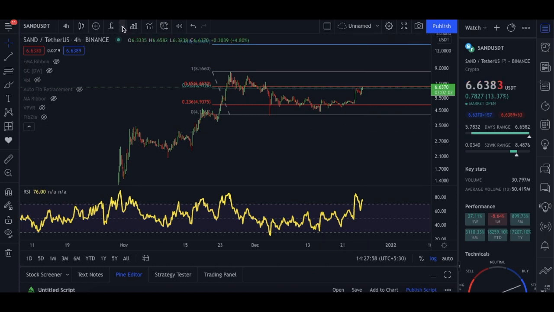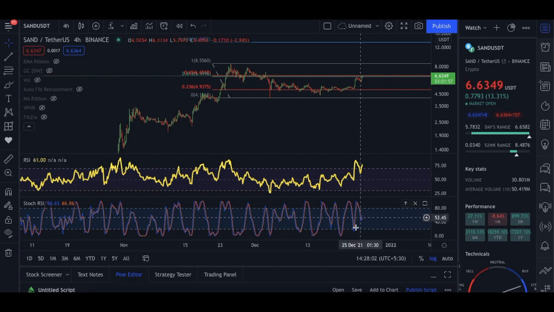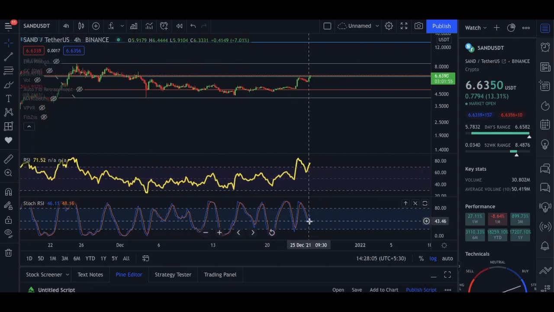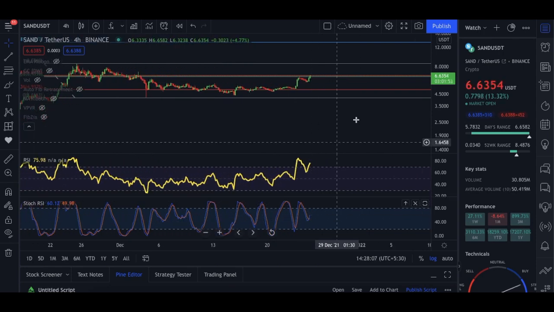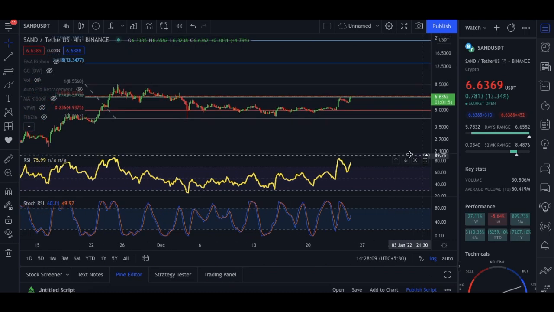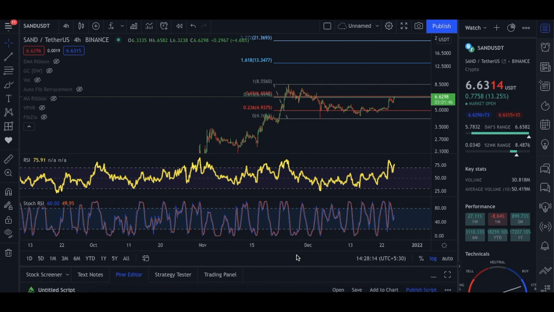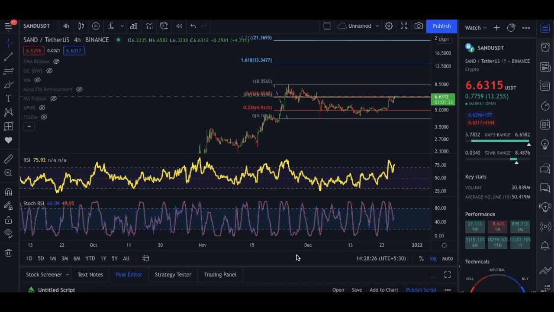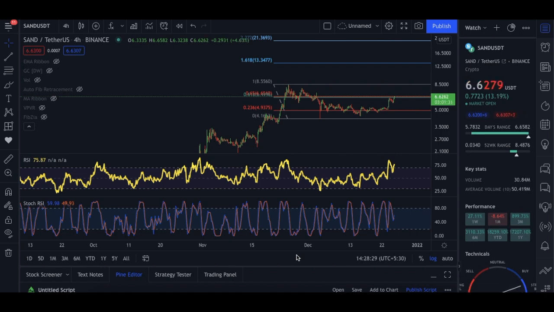If we take a quick look at the stochastic RSI, we can see it is actually pointing up on the 4-hourly time frame. The blue has crossed over the red and we are pointing up, meaning the momentum is still there in the market, and I won't be surprised, guys, if Sandbox makes a new all-time high this weekend, given Bitcoin stays around the $51,000 to $53,000 mark. If Bitcoin fails to hold the $51,000 mark, we might see similar price action in Sandbox as well.